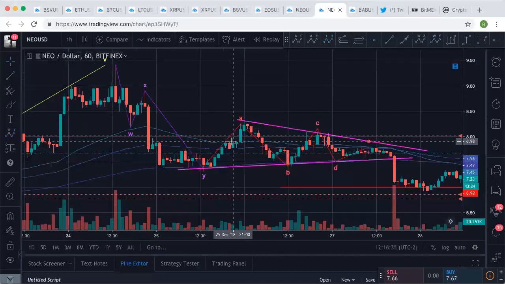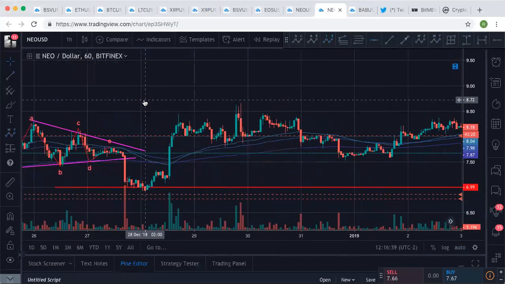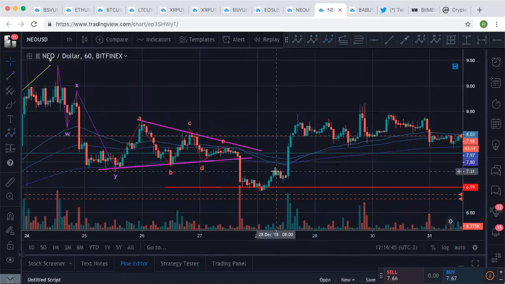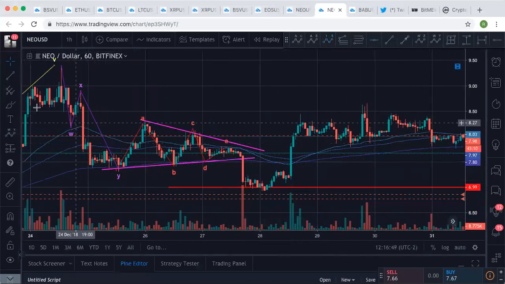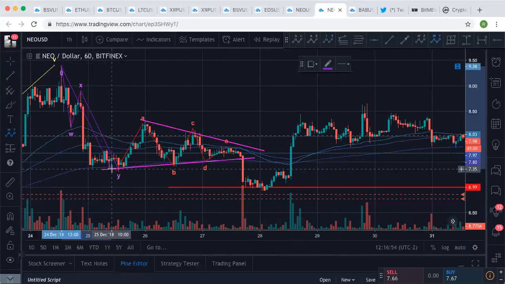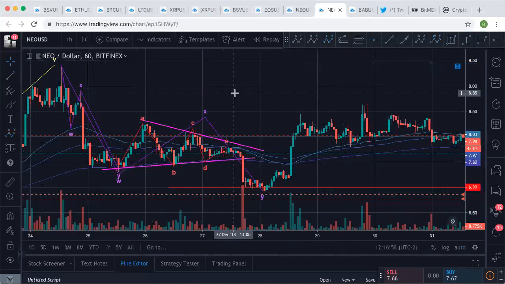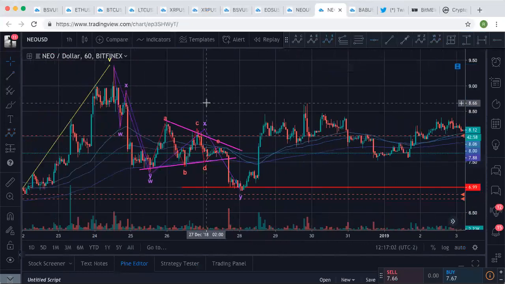Good stuff. All right. Good. And then this little end bit here, the finalization of the correction, is most likely 1, 2, 3 as well. So which would make this entire structure WXY. Okay. X being our triangle, and then we've got a little Y wave down there.